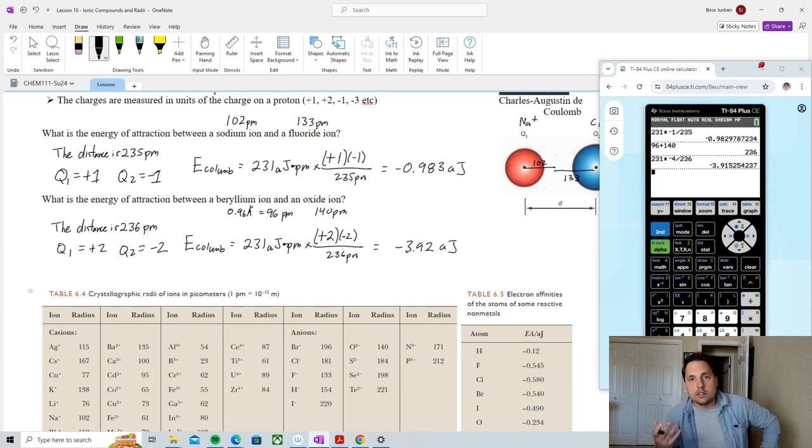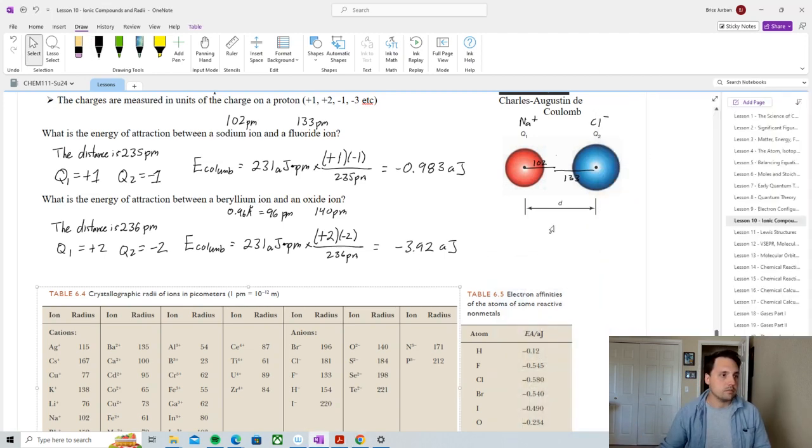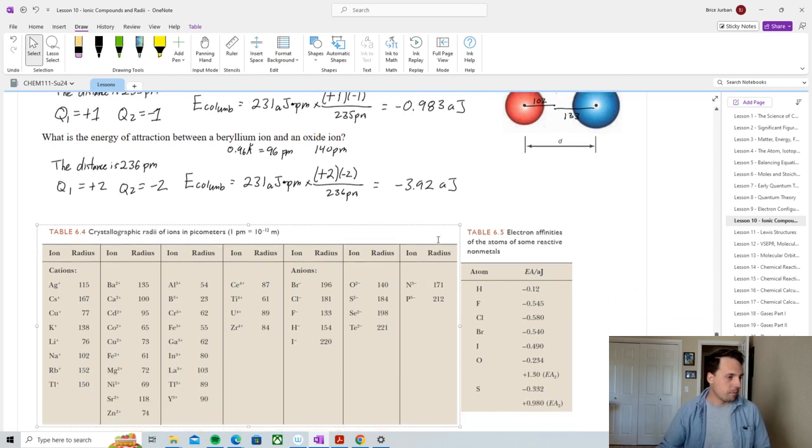attojoules. The reason this is a negative charge, or a negative energy, means that these charges are attracted towards each other. So just by changing the charge to a plus 2 and a minus 2, we've increased the force of attraction fourfold.